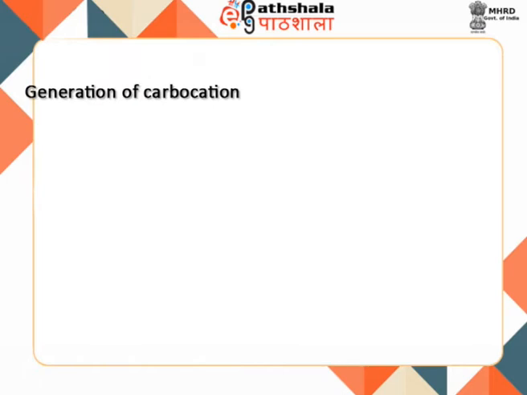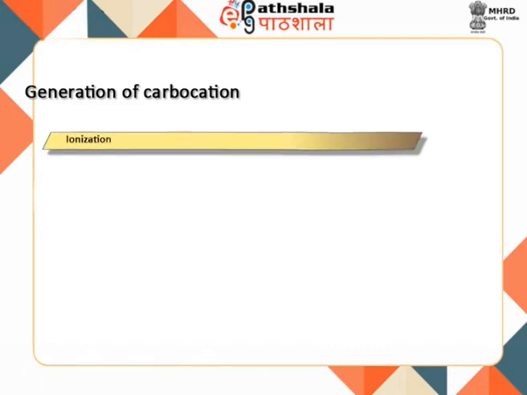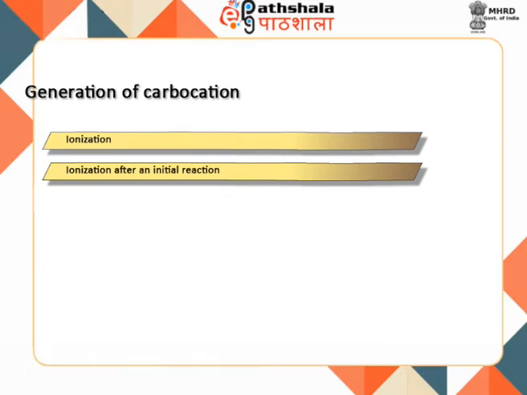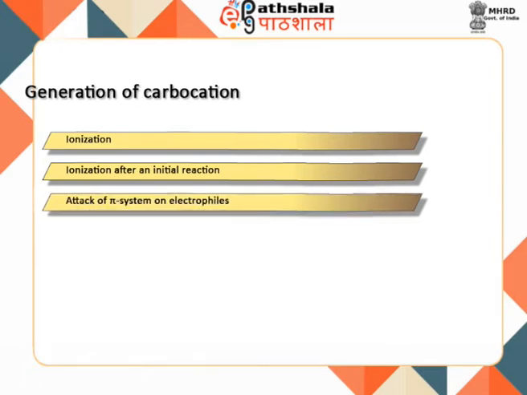Let us now study what are the methods available to generate a stable or unstable carbocation. The most common ways are ionization, ionization after initial reaction, and attack of a pi system on electrophiles. Let us try to know more about them with examples.